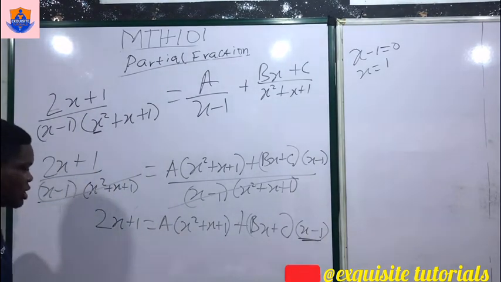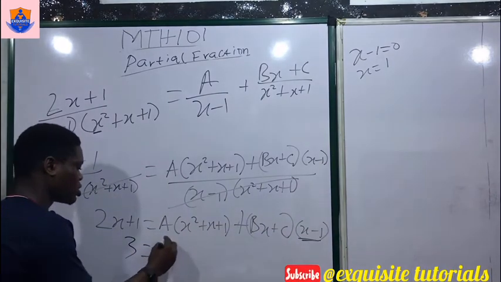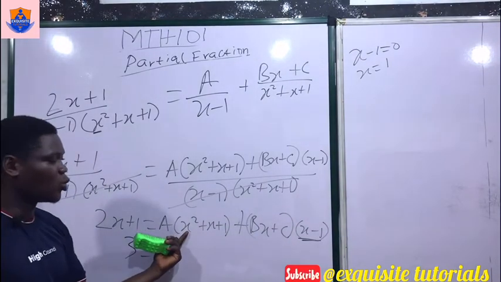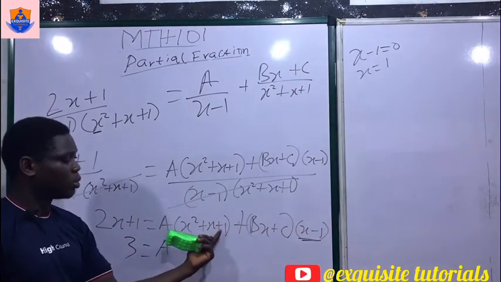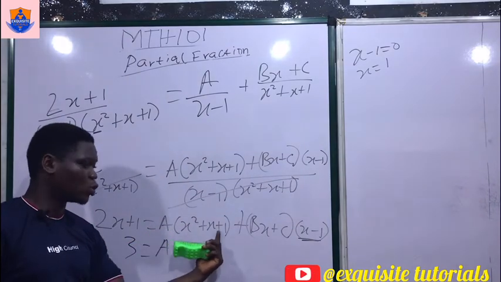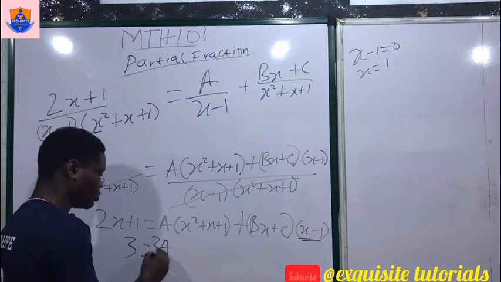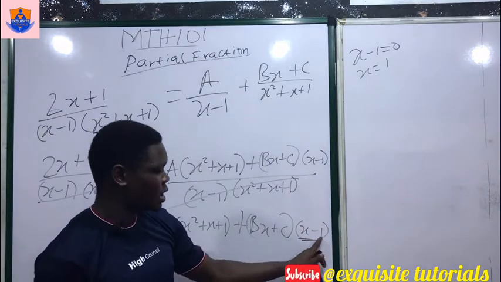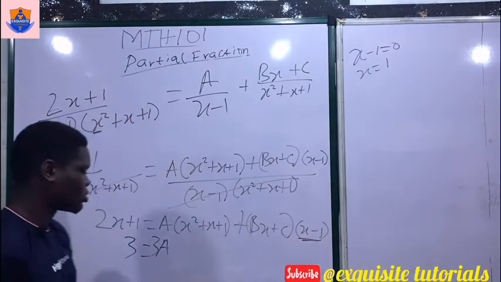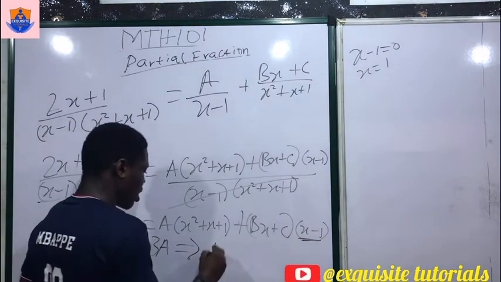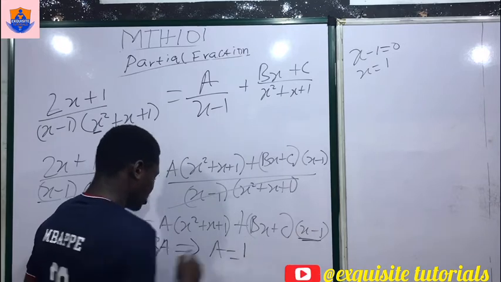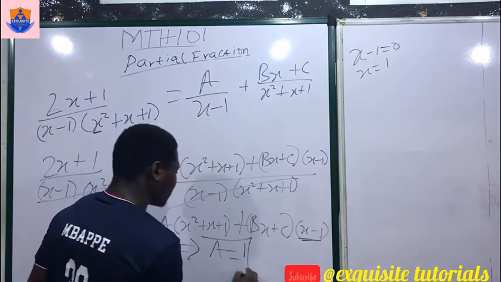2 plus 1 is 3. So we have 3 equals 3a. 1 squared is 1, and 1 is 1 plus another 1, so we have 1 plus 1 plus 1. That is 3, so 3a. This part, 1 minus 1 is 0, so everything here becomes 0. So therefore, our a is 1. 3 divided by 3 is 1. So we have gotten our a.